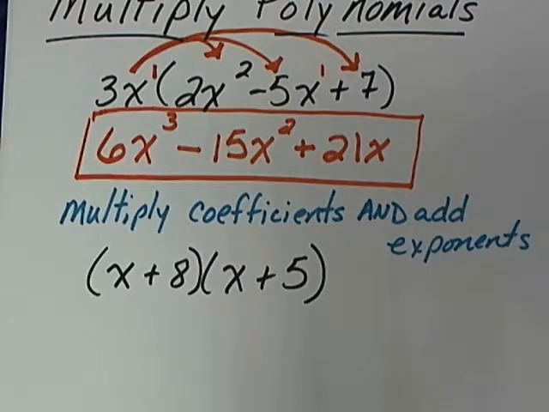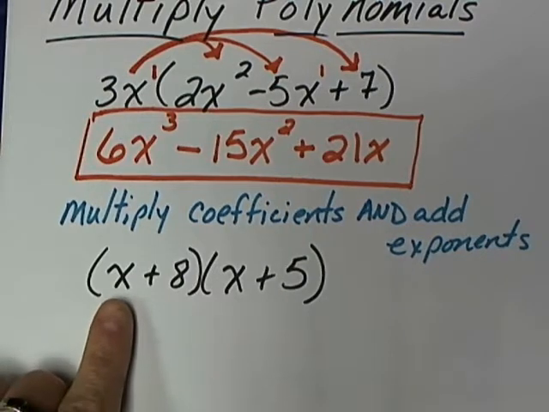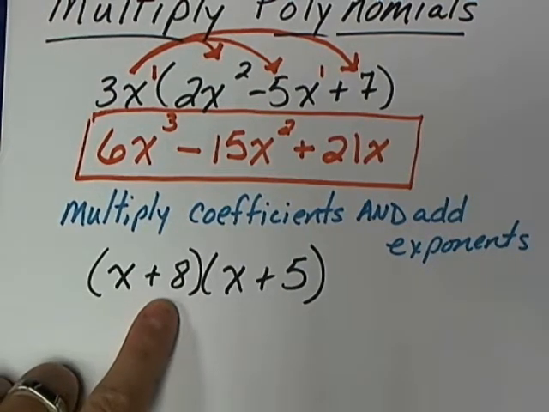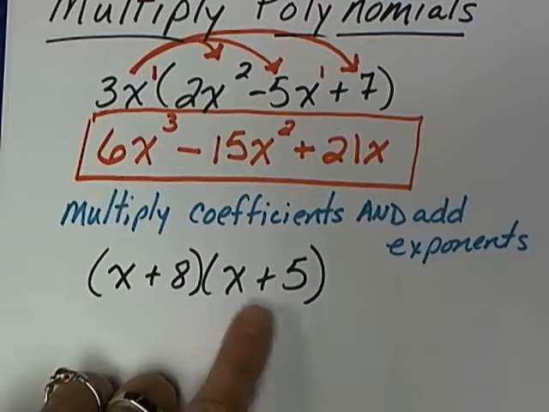Like a square is a rectangle, but we call it a square because it tells us more about that particular shape. So here we have a binomial times a binomial. 2 terms times 2 terms. In the first parentheses, the terms are x and 8. In the second, the terms are x and 5.